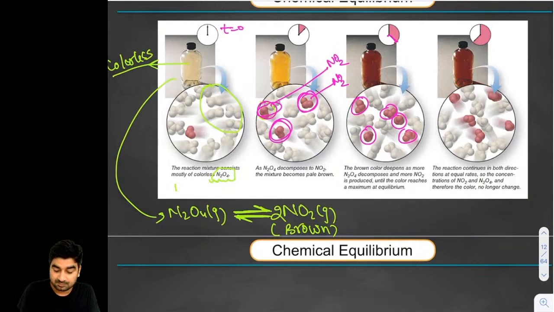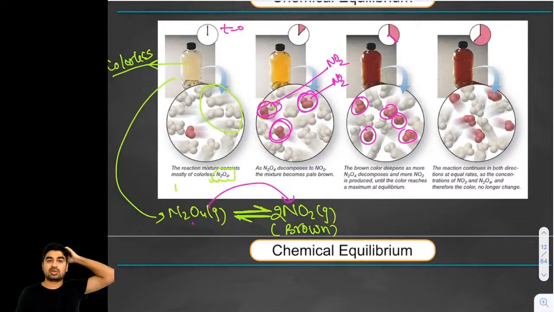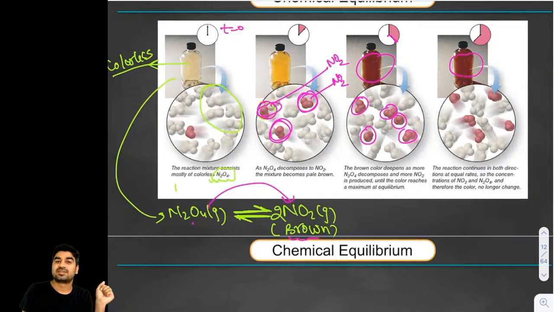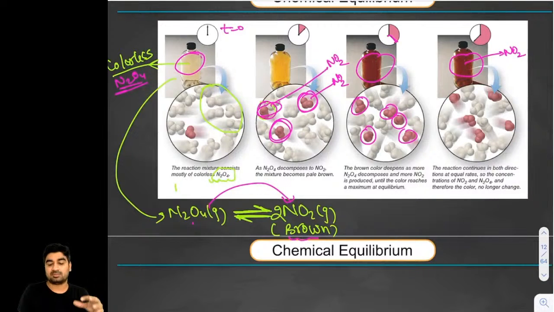So what is going on? This N2O4 is converting into NO2, and more NO2 molecules are being formed, and the NO2 molecule is brown. So guys, after some time you will get a brown color, and initially it was colorless. It was colorless due to N2O4, but now the brown color is due to NO2. So as the number of NO2 molecules increases, the intensity of color will keep on increasing. Here you can see the light brown, dark brown, and the more dark.